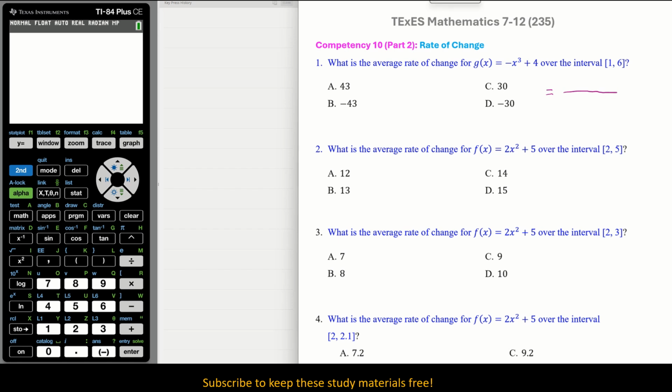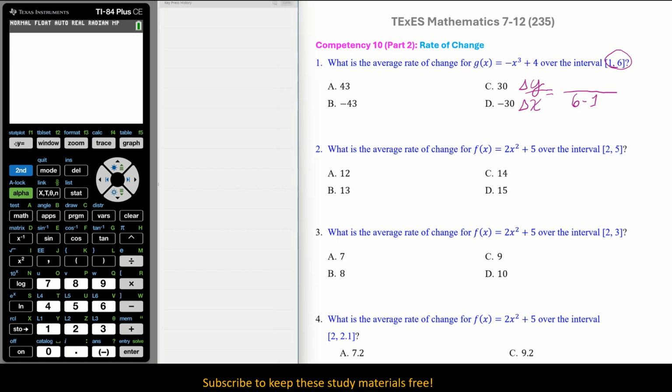So that interval, these are your x. So remember you want y over x, the change of y over the change of x. So this is an interval. So that would be 6 minus 1, okay? And then to get our y values, yes, you could substitute and go through all that, but I'm not going to. I'm going to use my calculator.